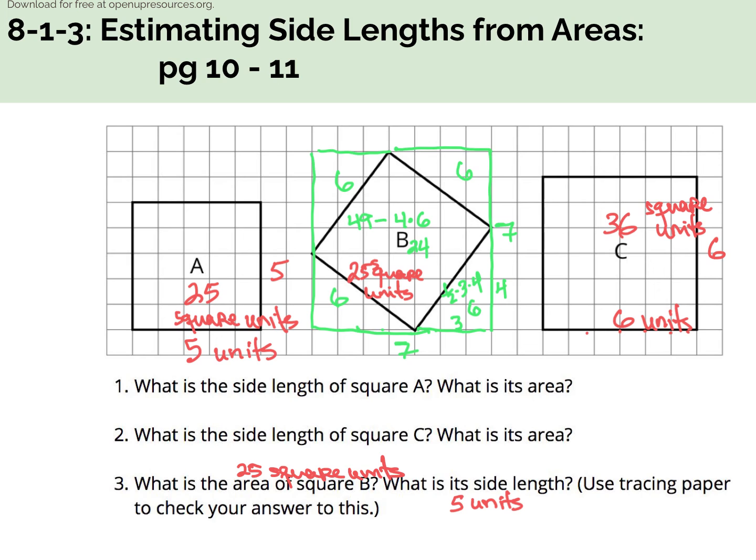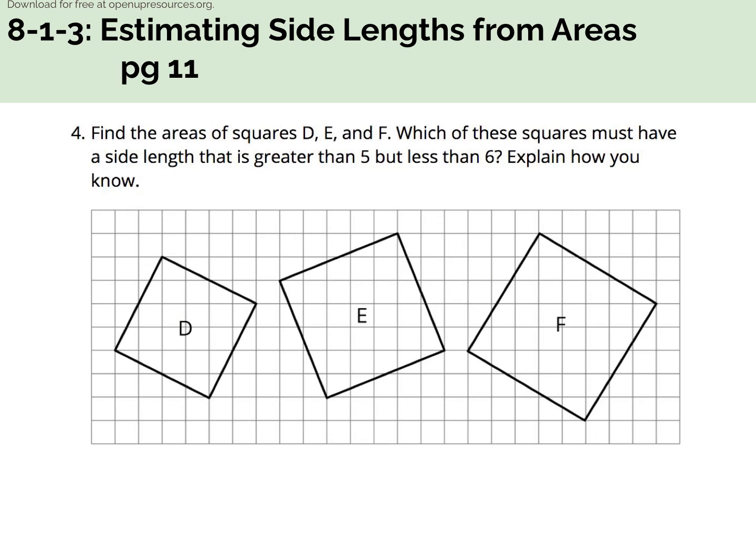Okay, if you did not understand that, go ahead and pause, rewind, and go through it again, okay? Now let's do the same thing with D, E, and F. Let's find the area of squares D, E, and F, and which of the squares must have a side length that is greater than 5 but less than 6. So pause, work through that, and then come back to me.